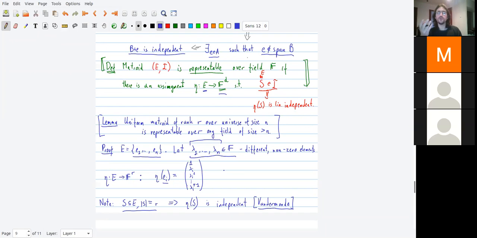And obviously, if I took a set of size larger than R, then I am working in a space that is R-dimensional. I cannot have more than R linearly independent vectors in such a space. So a set S corresponds to a linearly independent set of vectors if and only if the set is of size at most R, and this is exactly what we needed to prove for the faithfulness of the representation.